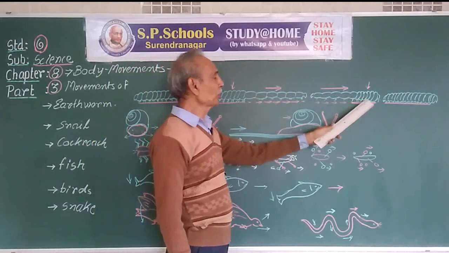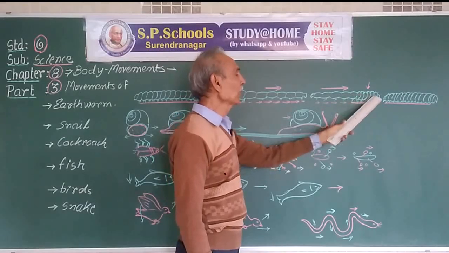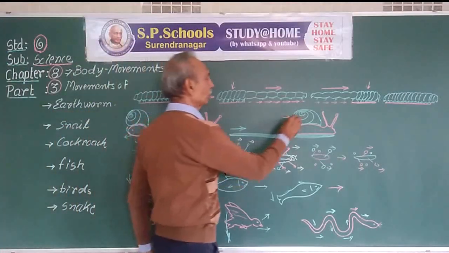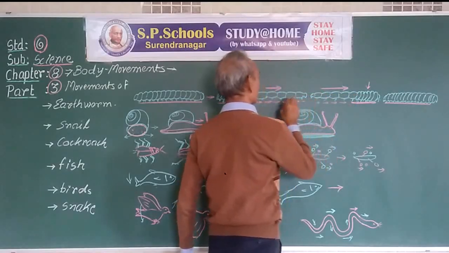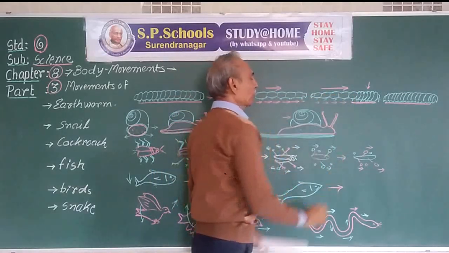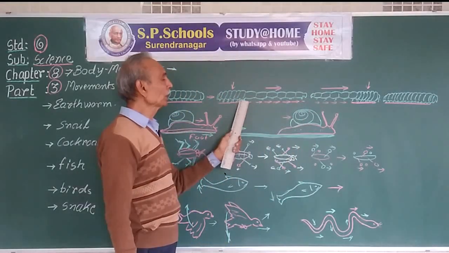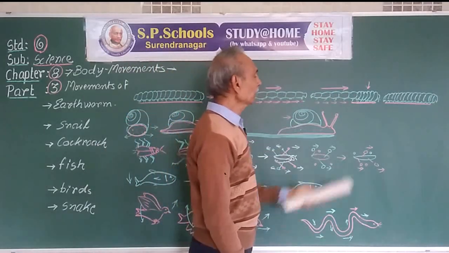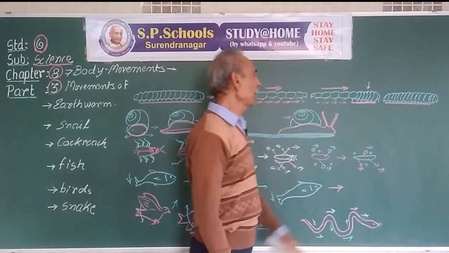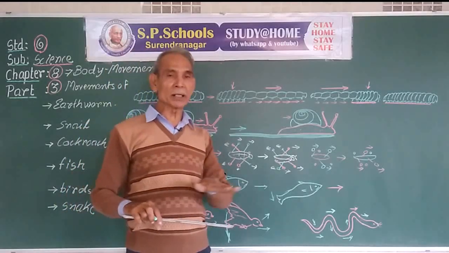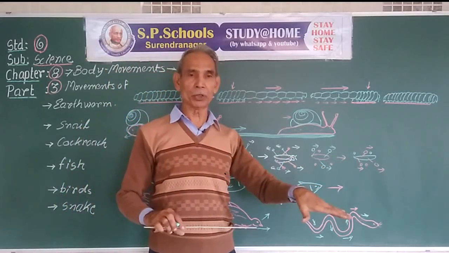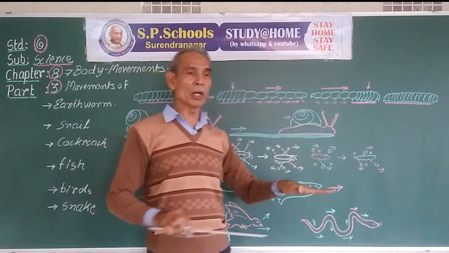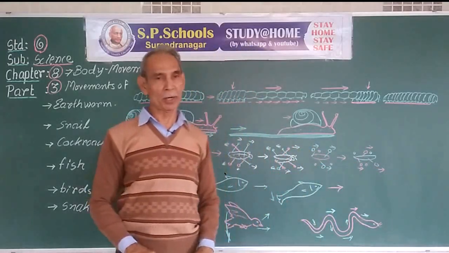Then the earthworm fixes the setae of the anterior part, and the longitudinal muscles along the body contract and the setae of the back part loosen their hold on the ground. The back part is dragged in the forward direction. Thus, the earthworm moves in the forward direction a little. So, by elongating the forward part and fixing it in forward position, it drags the backward part in the forward direction. Thus, slowly it moves in the forward direction.